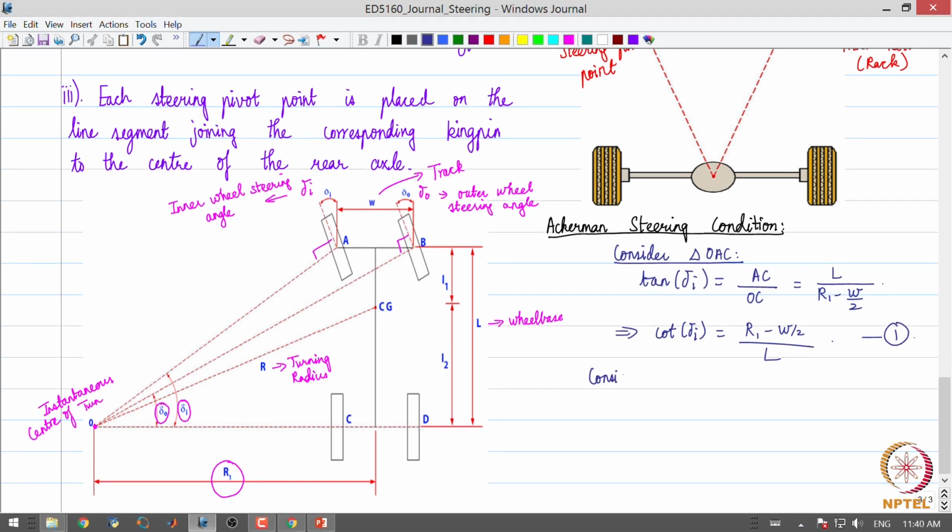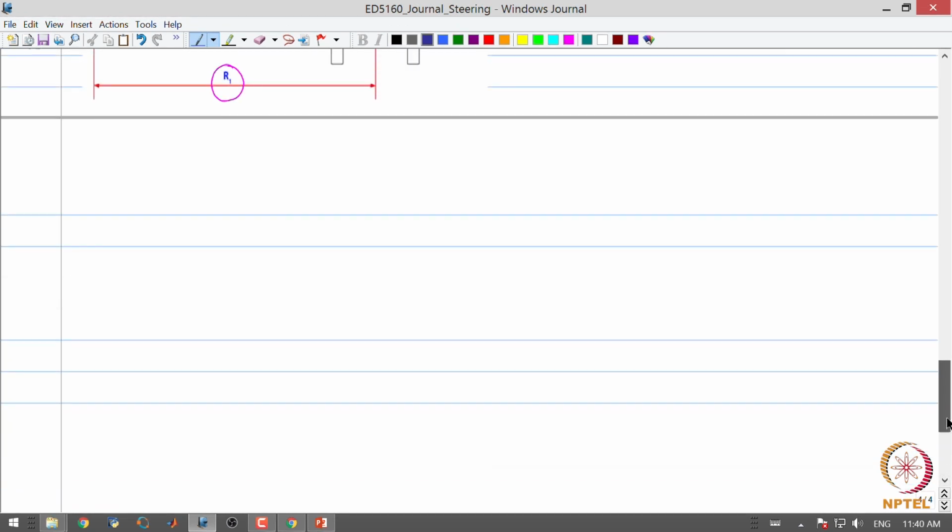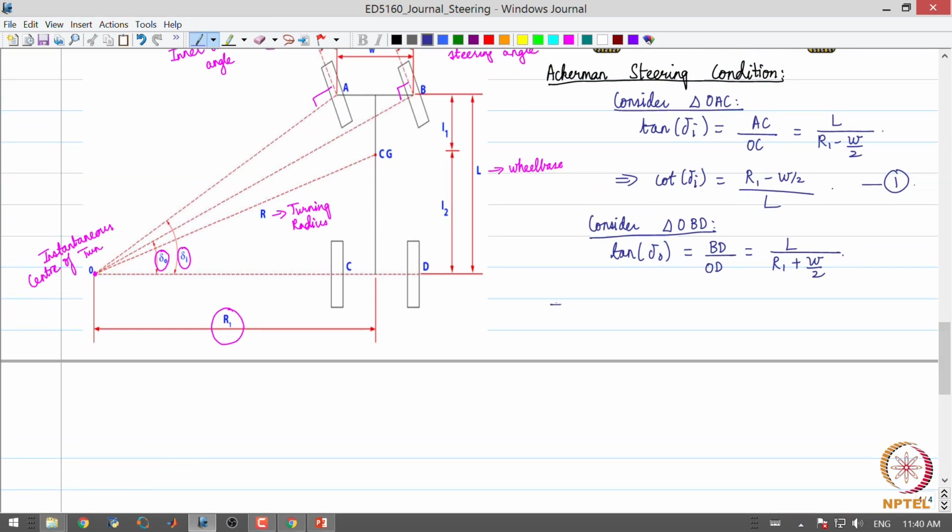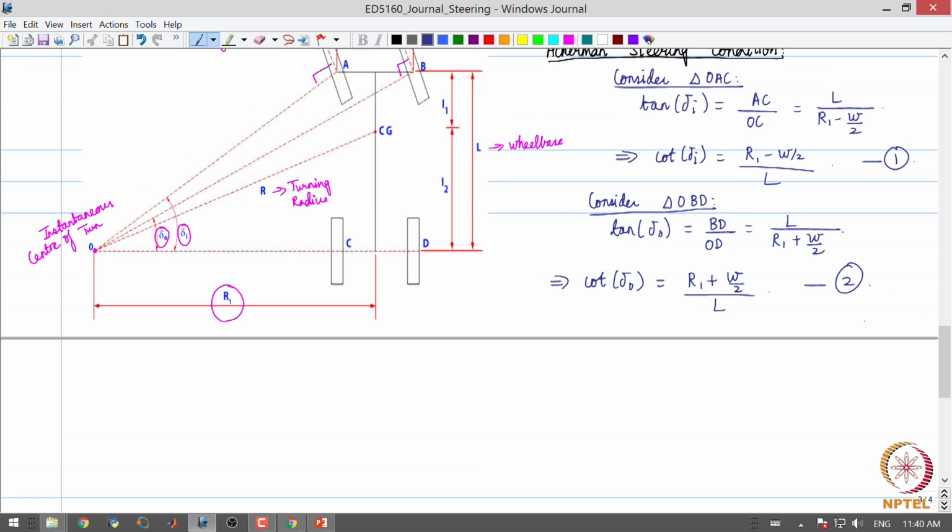Similarly, let us consider triangle OBD. We can immediately observe that tan of delta O is equal to BD by OD. BD is once again L, and OD is now R1 plus W by 2. So cot delta O is equal to R1 plus W by 2, divided by L. Let us call this equation 2.